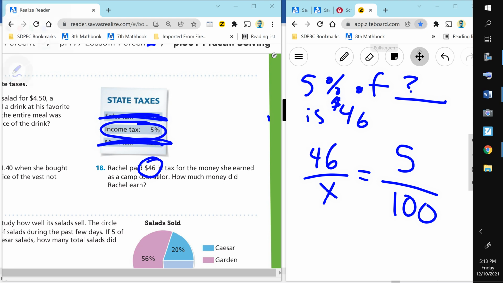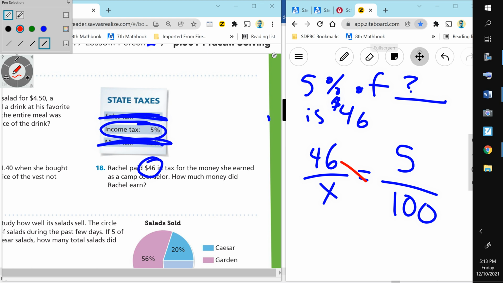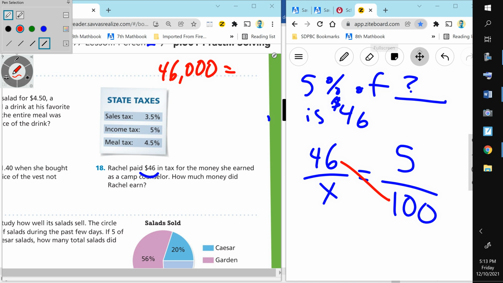So when I cross multiply, that's going to give me 4,600. Nope, I was wrong, I'm sorry. It is 4,600, I just wrote it wrong. Equals 5 times x. Oh, this is going to be really easy to divide, because 5s are really easy to divide. So let me show you.